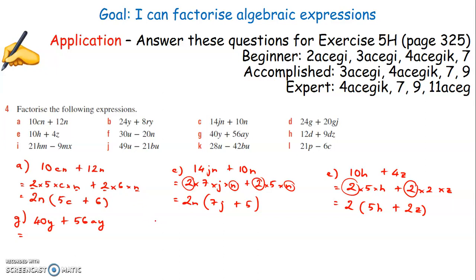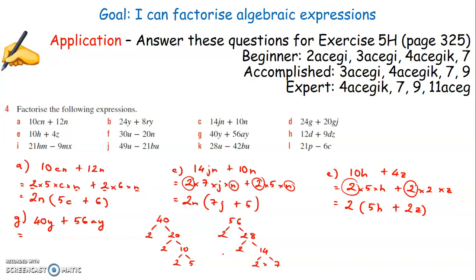Okay, so let's try using the factor tree here. So 40, that's 2 times 20, and 20 we can write as 2 times 10, and then 10 is 2 times 5. Okay, and then for 56, we can write it as 2 times 28. 28 is 2 times 14. And 14 is 2 times 7.